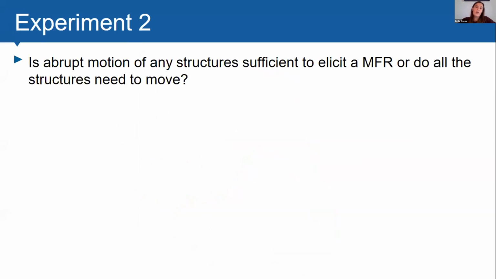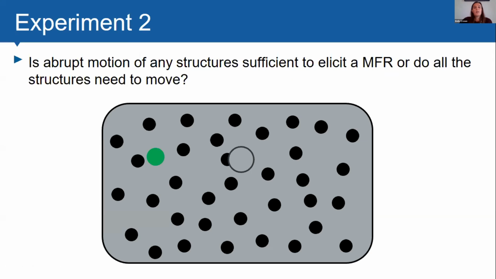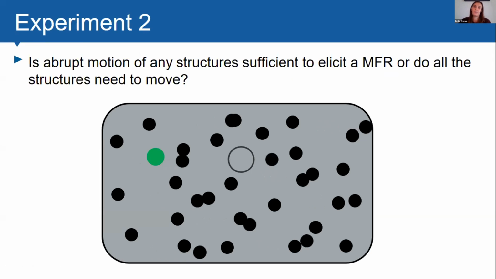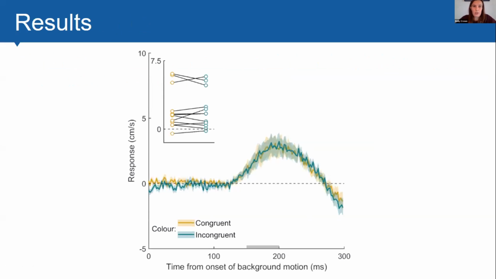In the second experiment, we wanted to ask whether abrupt background motion of any structures is sufficient to elicit the manual following response, or do all structures need to move? So specifically, we were interested in what if we only move 1/3 of these background dots and the rest of them remain static. So it looks something like this. We were interested in whether we would still get a response in the direction of background motion. And these are our results.